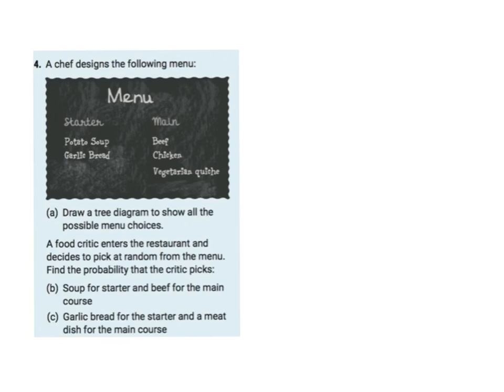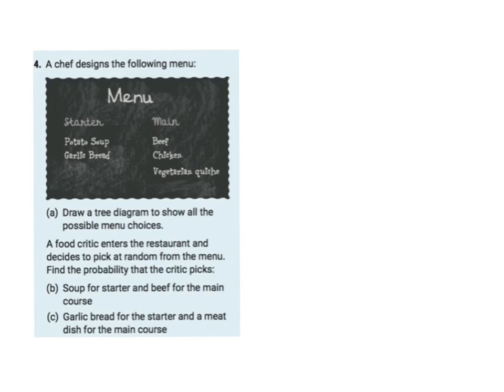Okay, so we're going to look at one more example. And this is our menu, and we would have looked at these menu questions before when we did tree diagrams for the first time. So, a chef designs the following menu. For starters, there's potato soup or garlic bread, and for mains, there's beef, chicken, or vegetarian quiche. And part A says, draw a tree diagram to show all the possible menu choices.